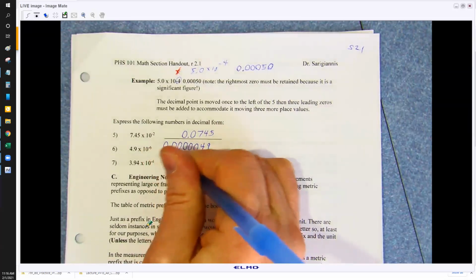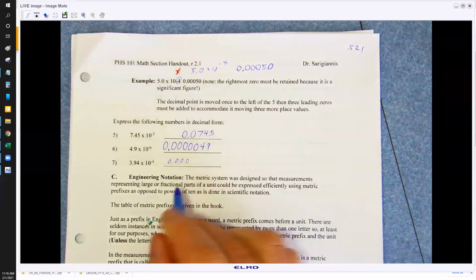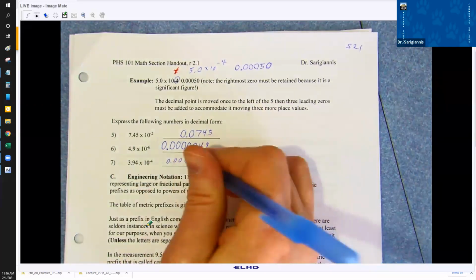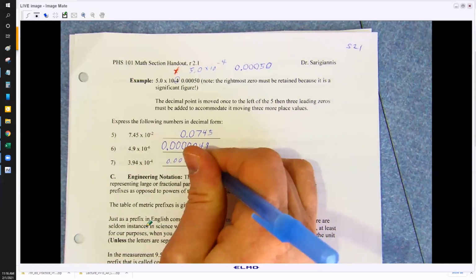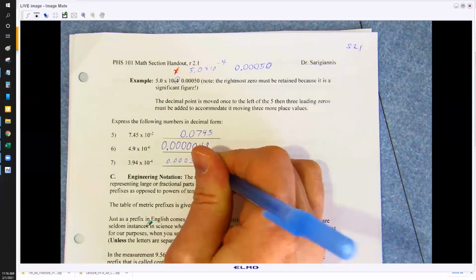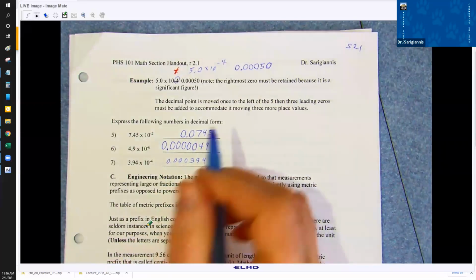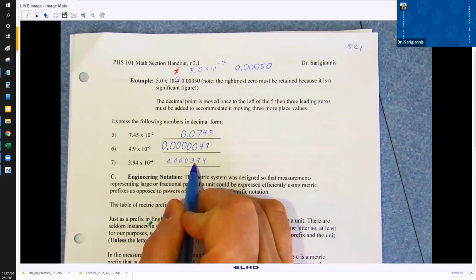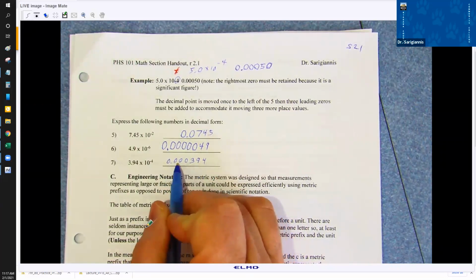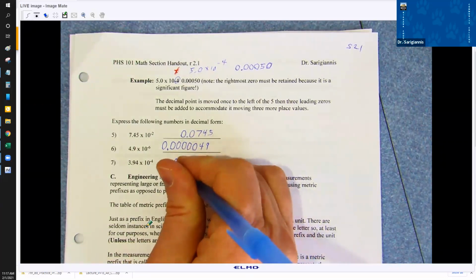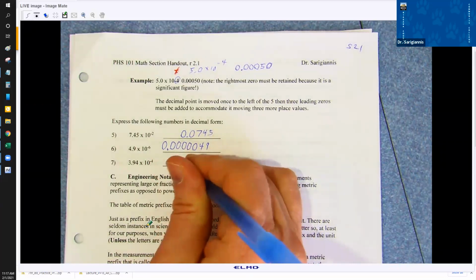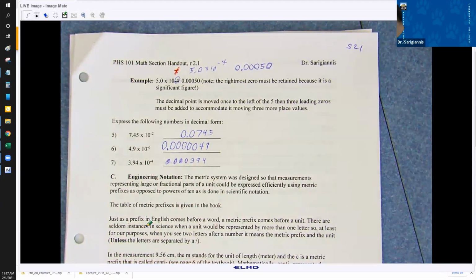0.000394. You say 3 zeros? 0 point and after is three zeros. Yeah, that's right. So we'll just check that, right? 1, 2, 3, 4. It checks out. Yeah, so that's how you do it.